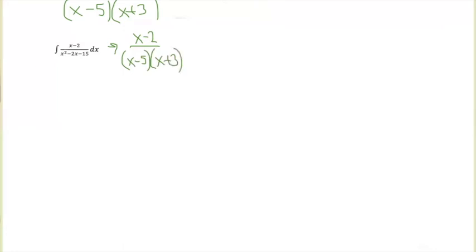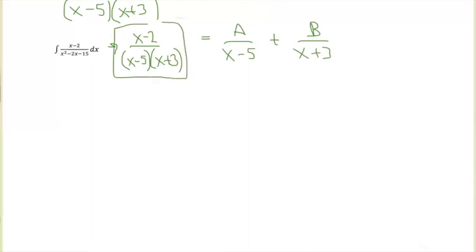And in some world, there is some value of a over x minus 5 plus some value of b over x plus 3 that will get us x minus 2 over that. So what we're going to do is write these in a form of common denominators. I'm going to multiply the a over x minus 5 times x plus 3 over x plus 3.